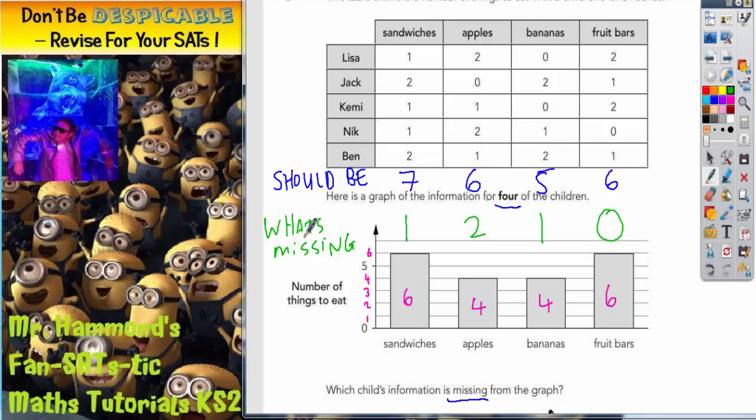So once we know what's missing, we can see which person matches these numbers. So which person matches 1, 2, 1, 0, and you can see that it is Nick. Because there you can see 1, 2, 1, 0. So he's got 1 sandwich missing, 2 apples, 1 banana and 0 fruit bars are missing from the bar chart, and that is Nick's numbers.